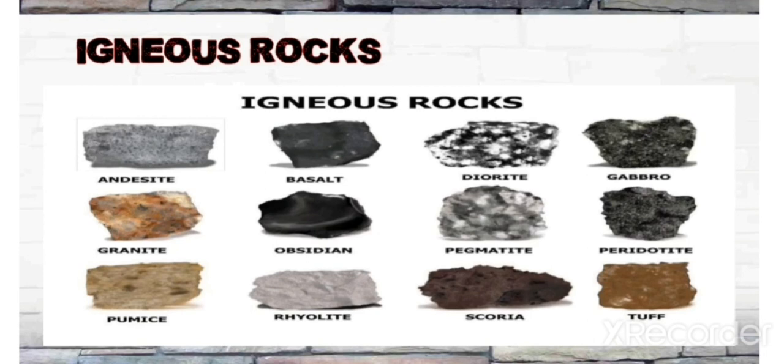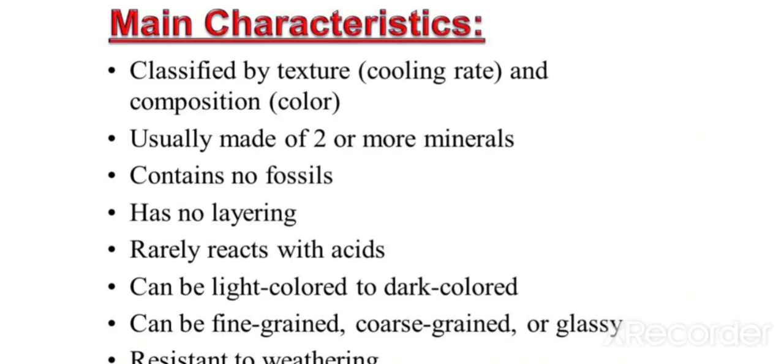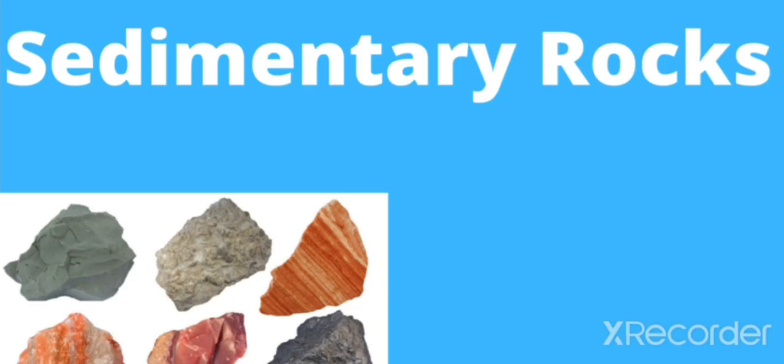Examples of igneous rock are andesite, bauxite, diorite, gabbro, tuff, rhyolite, pumice, and so many others. The characteristics of igneous rock is that they do not contain fossils, they do not have layers, they can be fine-grained or coarse-grained, or they can be light-colored.